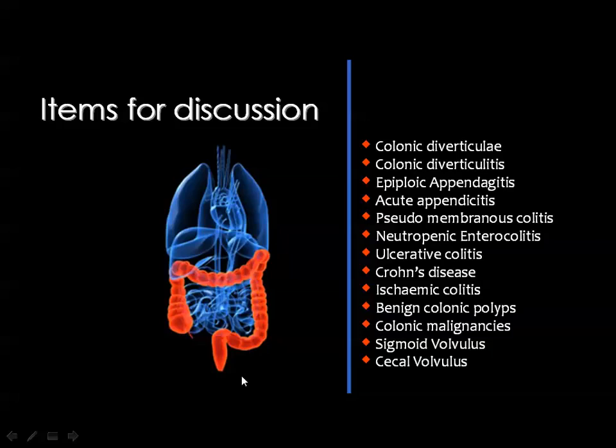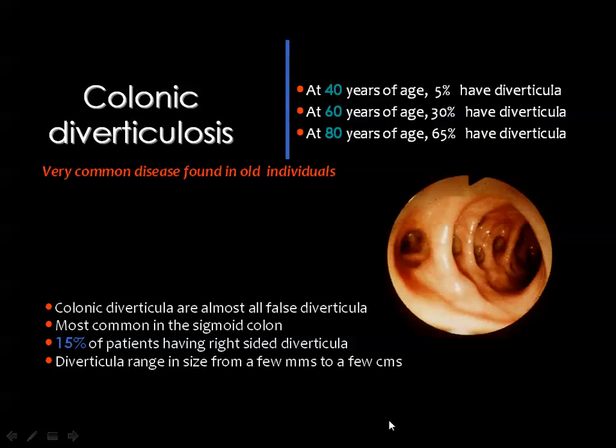Then what are the colonic pathologies that we are going to discuss? We have a lot of lesions in the colon, starting as usual with diverticular disease, followed by inflammation of the diverticuli, colonic diverticulitis, then epiploic appendagitis, acute appendicitis, pseudomembranous colitis, neutropenic enterocolitis, ulcerative colitis, Crohn's disease, ischemic colitis, then the neoplastic lesions, starting with benign polyps, then colonic malignancies, and finally we will end with sigmoid and cecal volvulus.